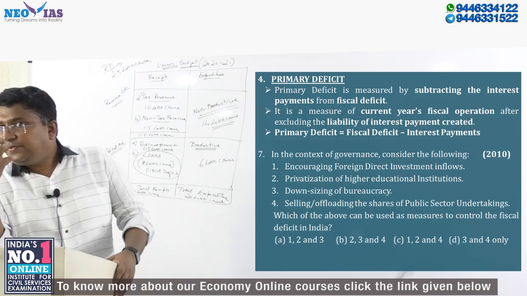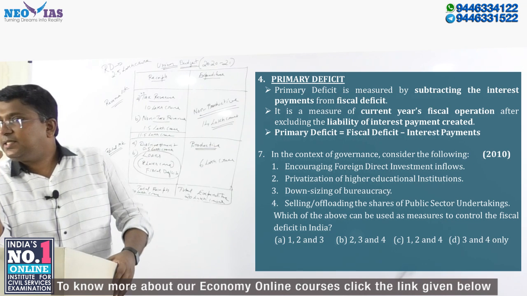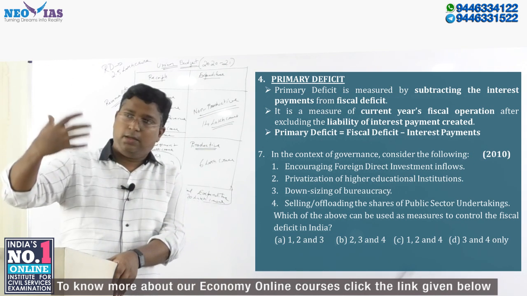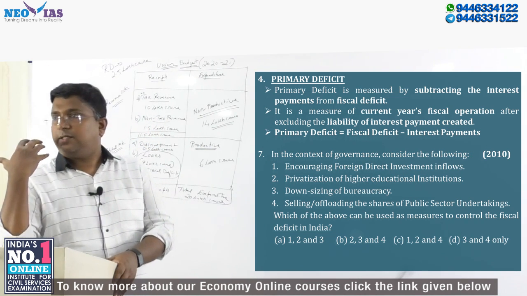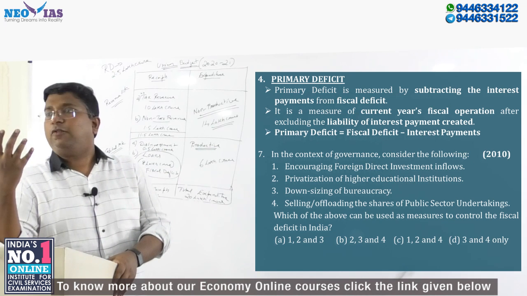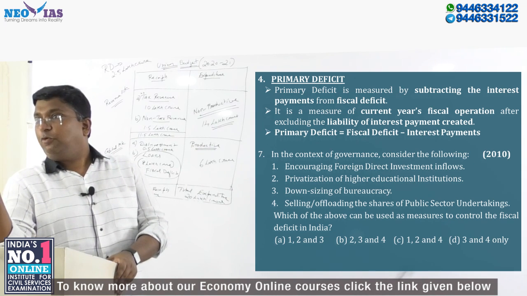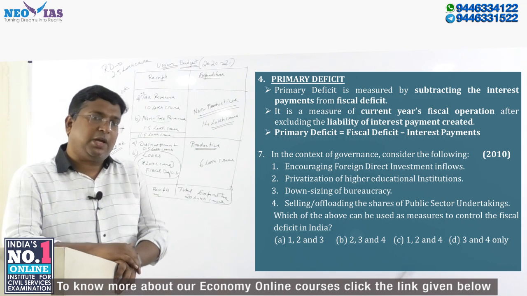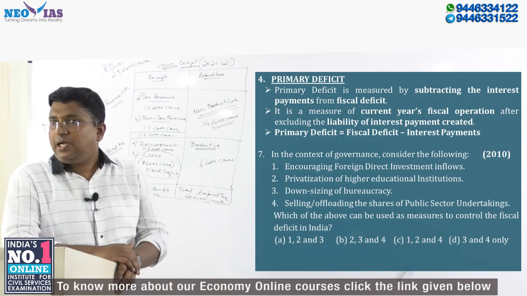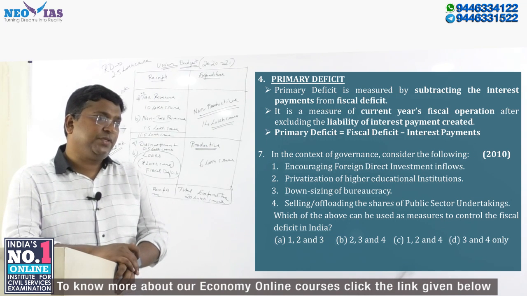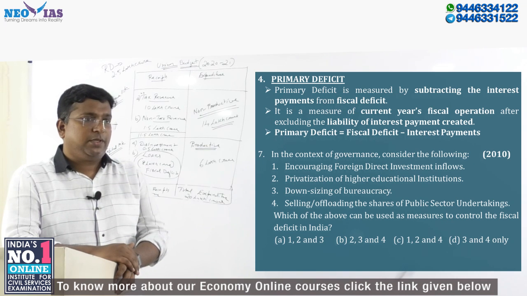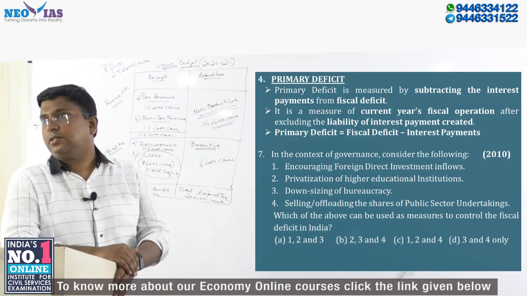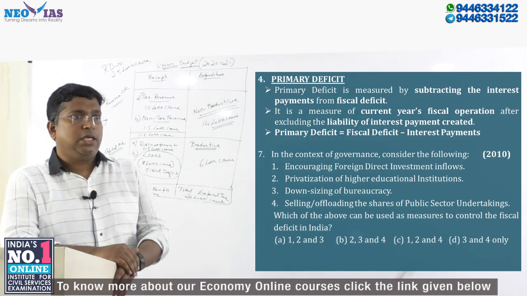Okay, so what is primary deficit? Primary deficit is, if the country was not having any previous interest debt or interest payment, then what will be the borrowing? That is what is called primary deficit. So, primary deficit is fiscal deficit minus interest payment.